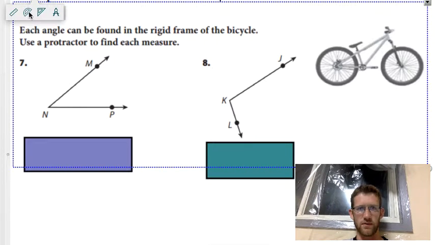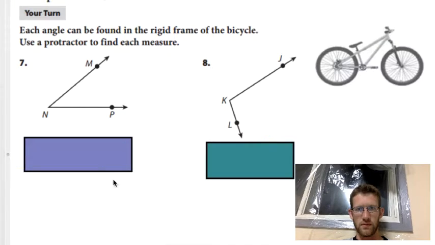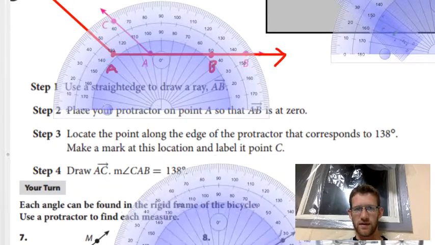Where'd my protractor go? Not that one. Where is it? Oh, it's up top. I left it up there, and I got a bunch of copies.